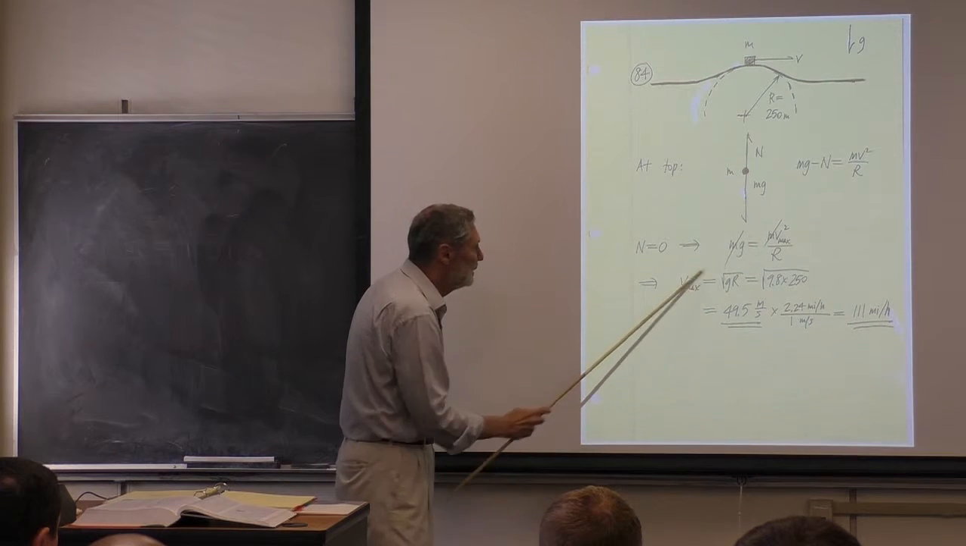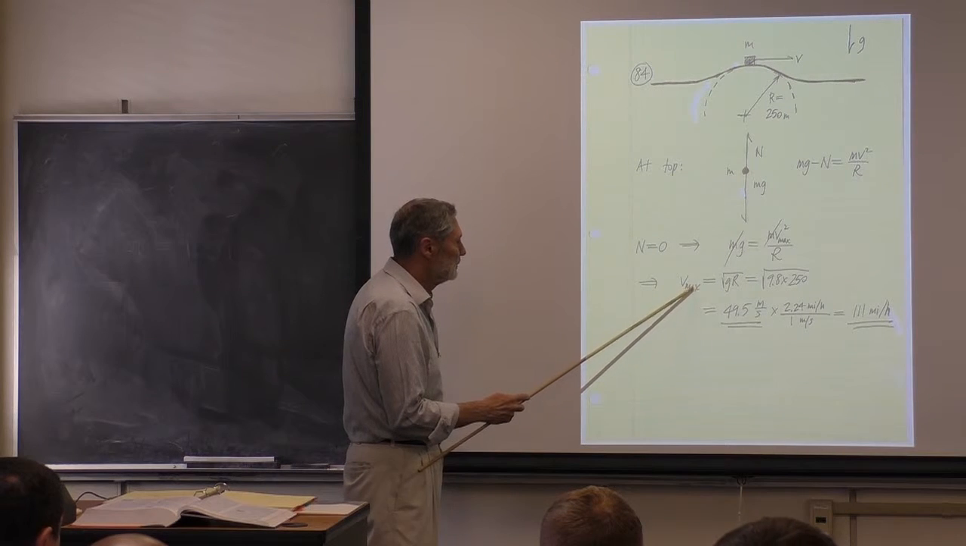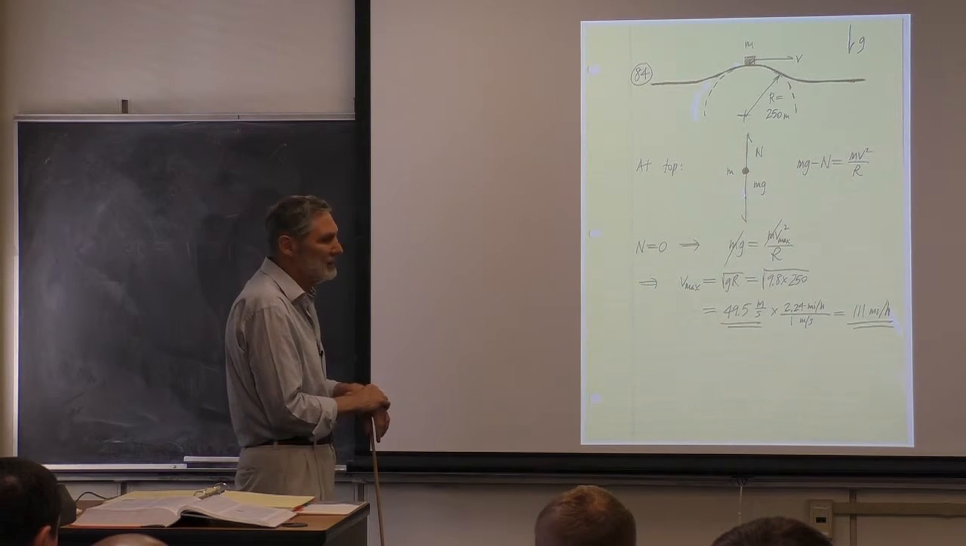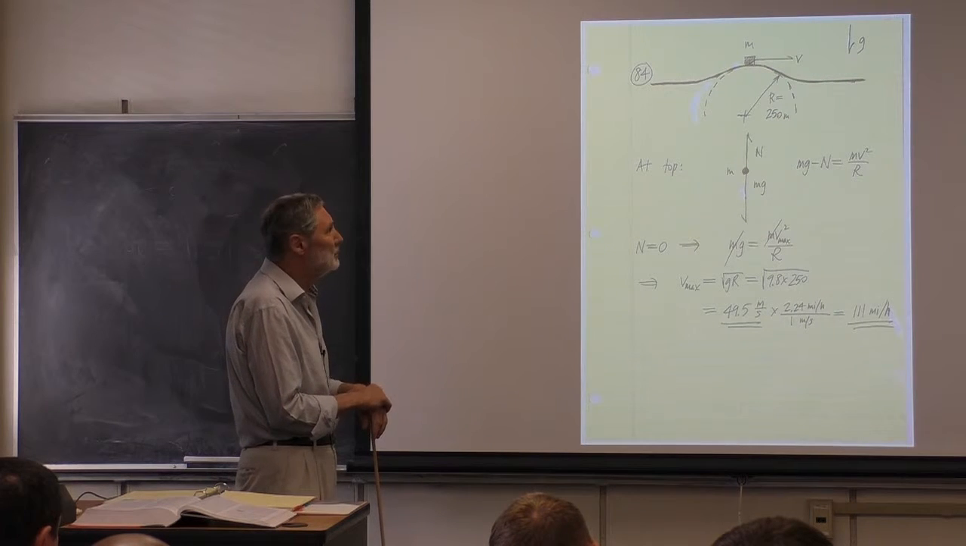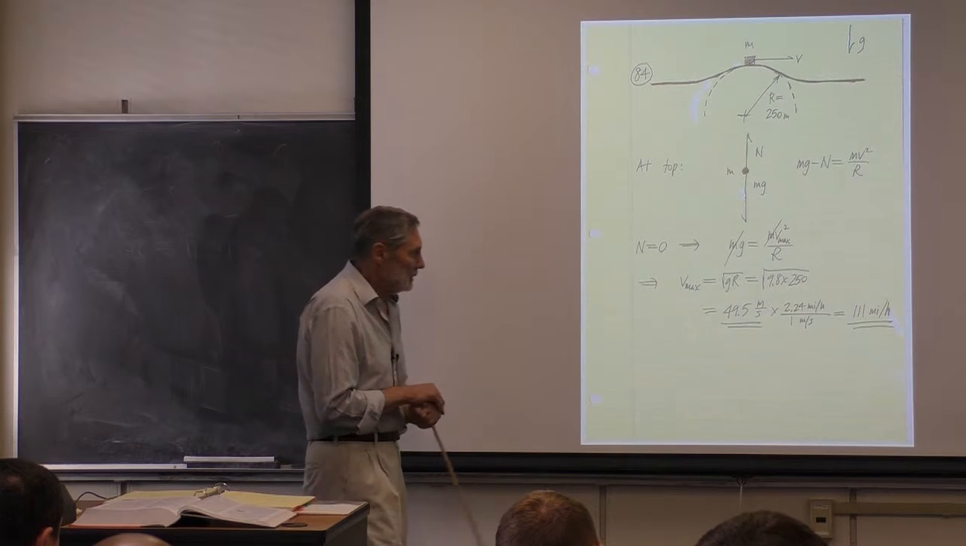And we can solve for this easily. Independent of the mass, which often happens as we've discussed before, we just get the square root of gr, and we plug in the numbers and we get 111 miles per hour. It's moving.